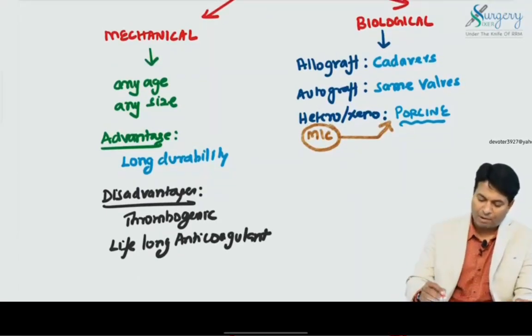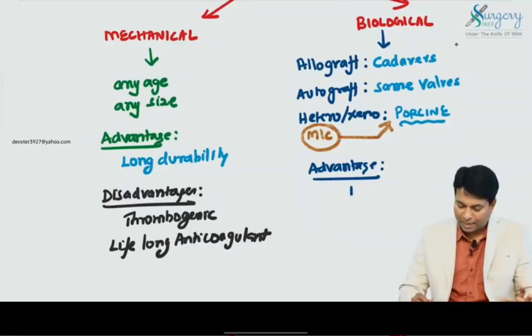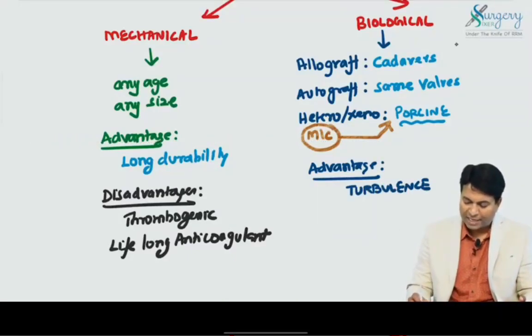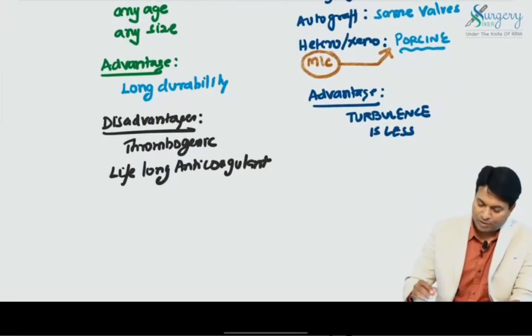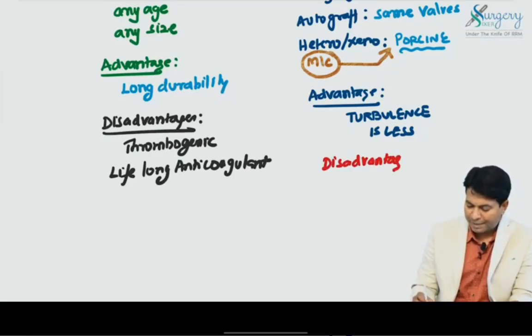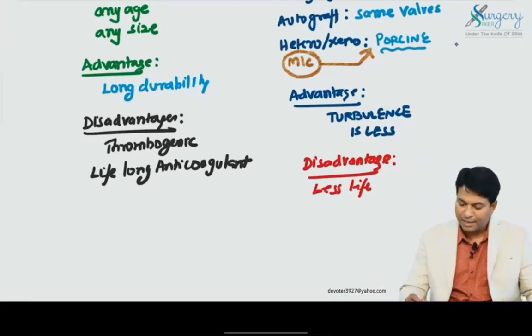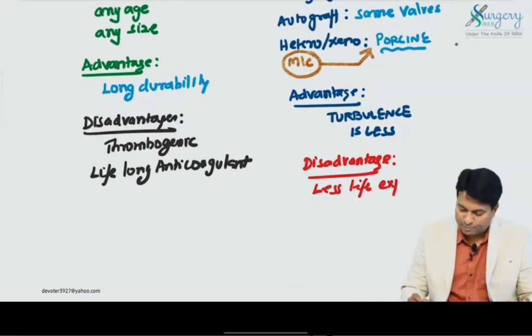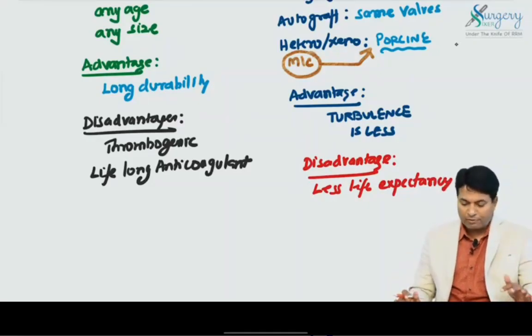The major advantage of this biological valve is it is a thin, fragile valve, so turbulence is less. So no anticoagulant needed. What is the disadvantage of this? The disadvantage is less life expectancy. Unlike the mechanical valves which can be used for 15 to 20 years, this can be used for only 10 years, maximum 15 years. Especially the porcine graft will have a life expectancy of less than 15 years only.